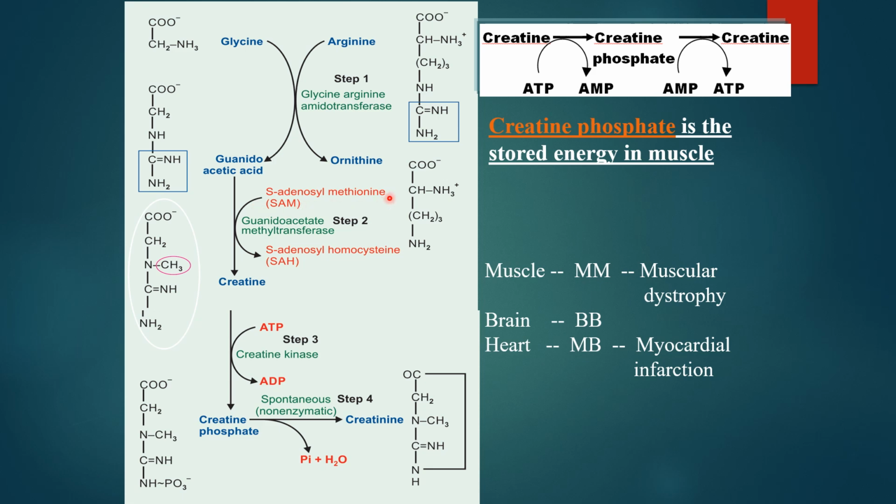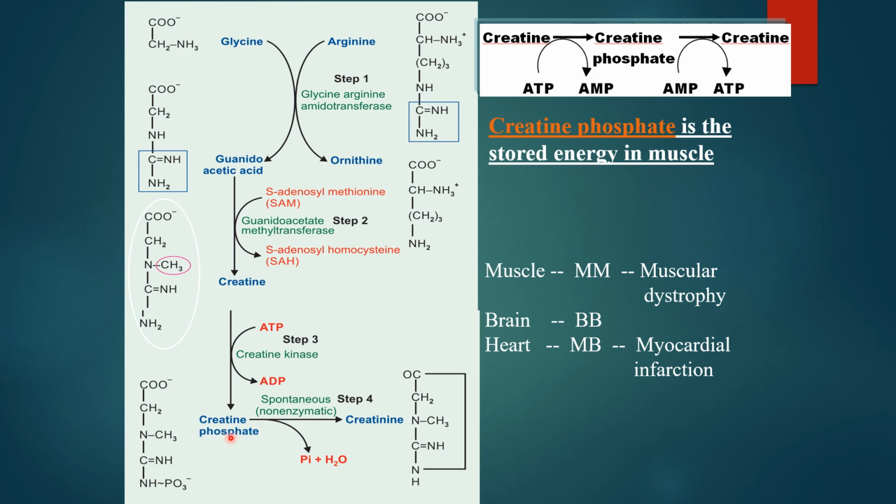Here, S-adenosyl methionine acts as a donor of the methyl group and itself converts into S-adenosyl homocysteine. So the methyl group is added here, and this entity converts into creatine. Further, creatine can be converted into creatine phosphate by accepting one phosphate, which is attached to creatine via a high energy bond. So creatine phosphate acts as a high energy bond containing compound and as a storage form of energy in brain, kidney and muscles, especially in the muscles.